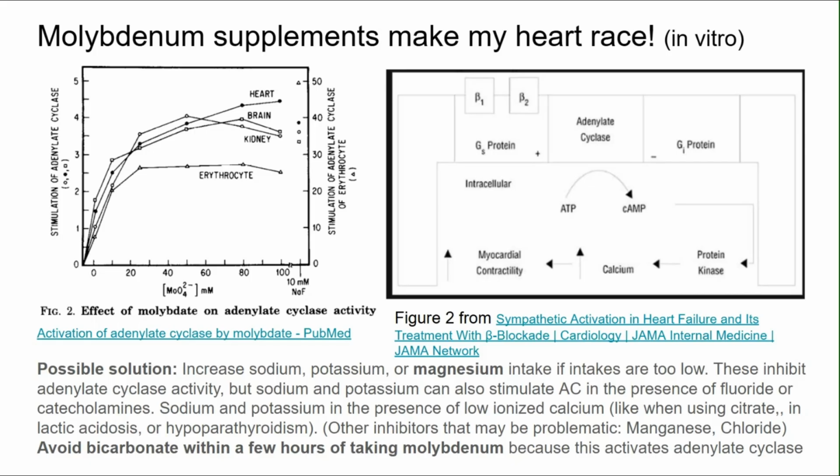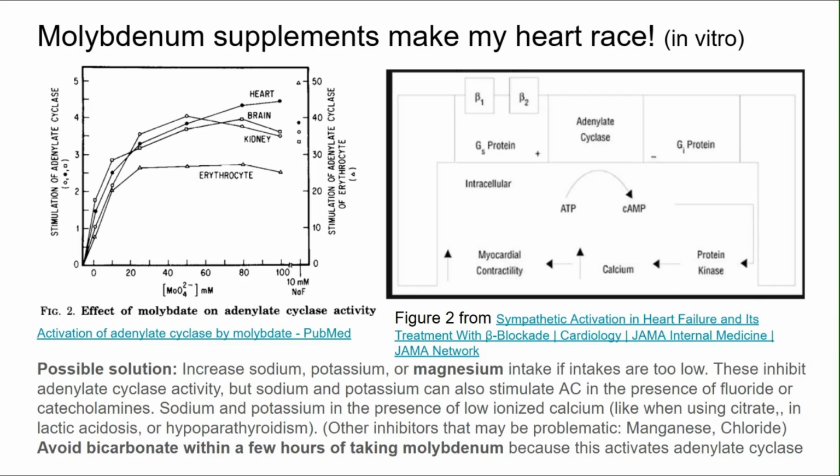And it isn't problematic like sodium and potassium, even though if you have low sodium and potassium levels, you definitely should get those up because they can inhibit adenylate cyclase activity. But also, sodium and potassium can stimulate this activity if you have fluoride in your blood or catecholamines. So magnesium is the safer solution.